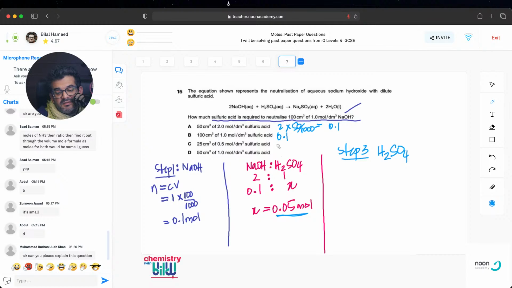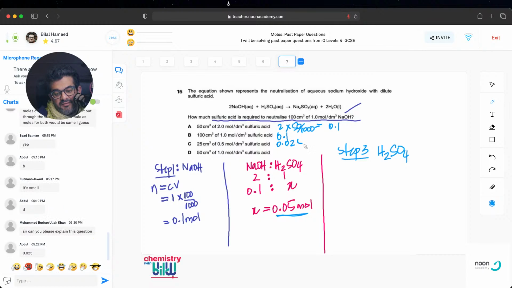The third one is how much? 25 into half, which is 0.025, I believe. And the last one is 0.05. So here the answer would have to be D. Because they have given you 4 different sulfuric acids, to make up to this moles of sulfuric acid is what you need. All right.